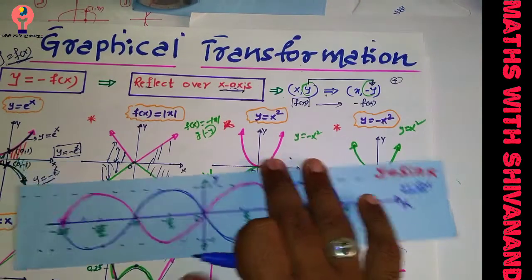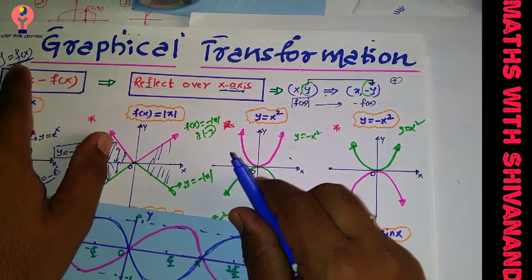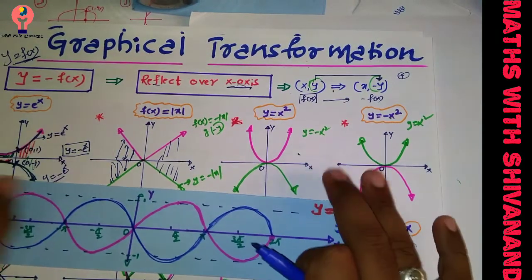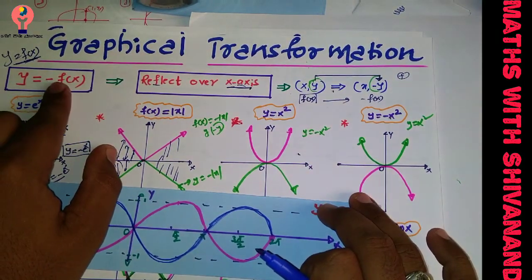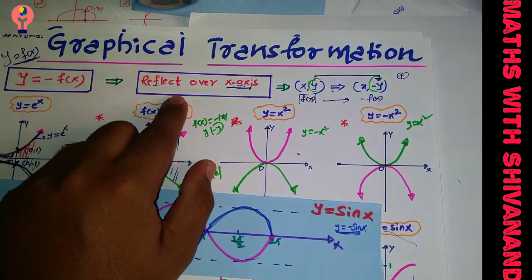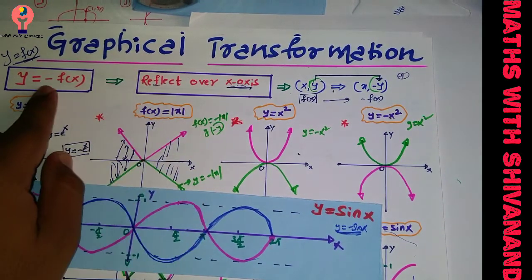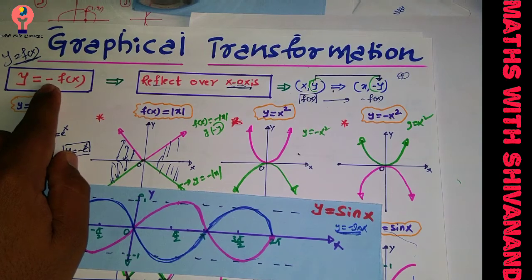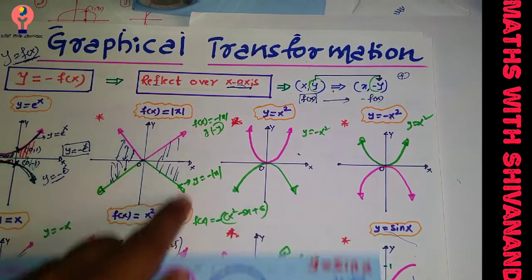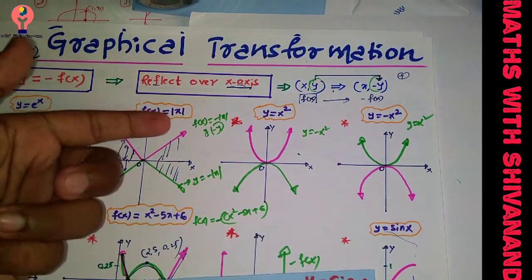If I conclude now, if y equals f of x is our initial curve, and you multiply it by a negative, y equals minus f of x, in such a case reflection will happen along the x-axis. Why? Because you are multiplying with a negative sign. If initially your y is positive, it has to become negative.